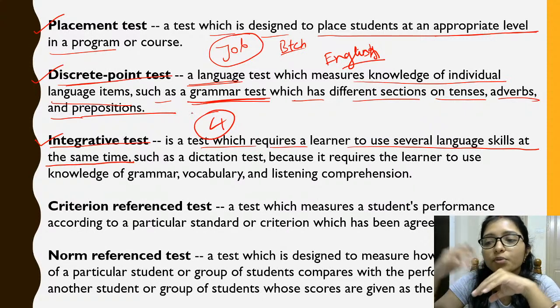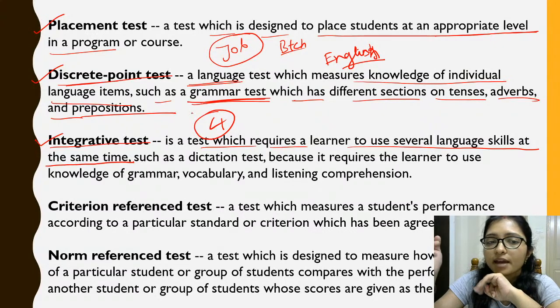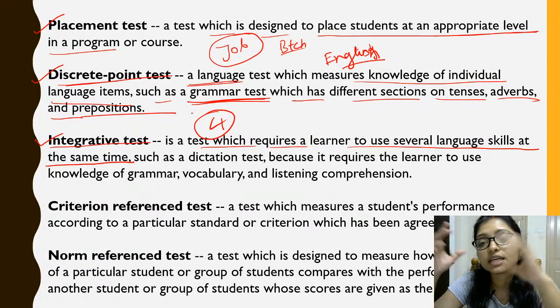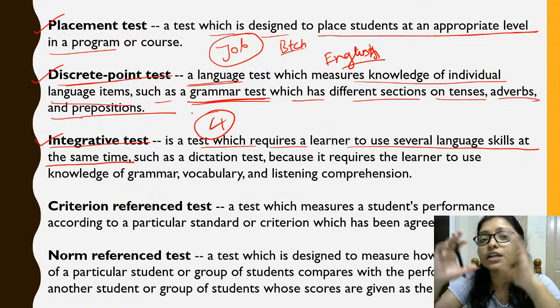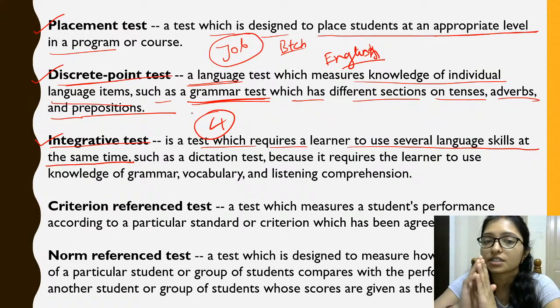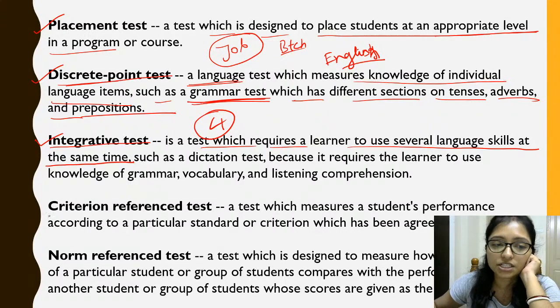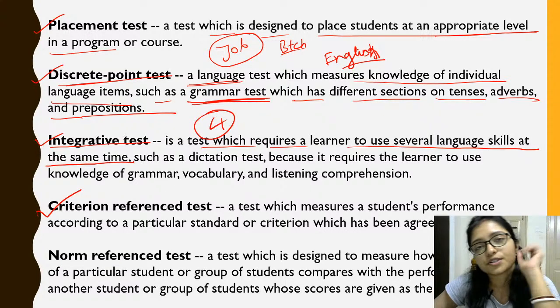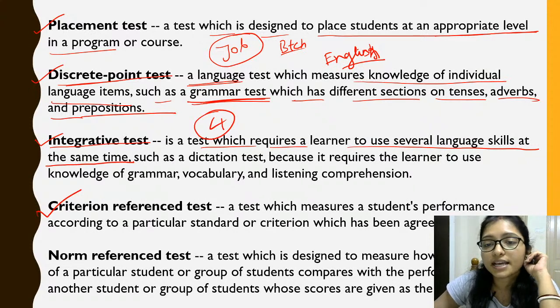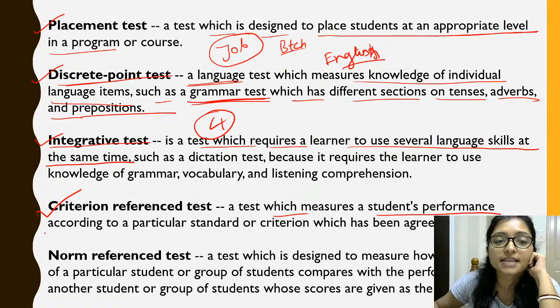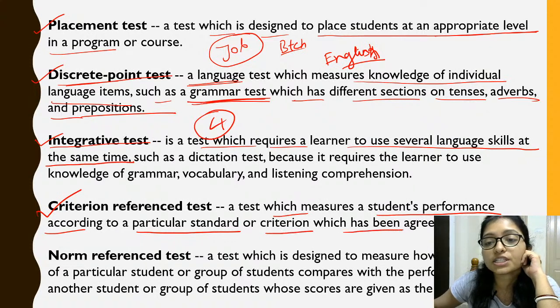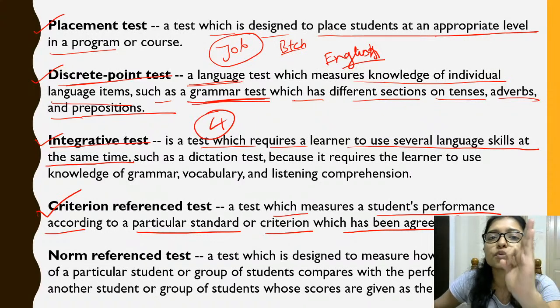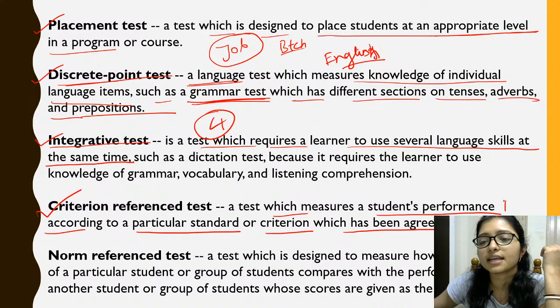Try to relate with computer science, as you are from a computer science background. So integrative test means integration of different courses, different subjects, right? That is the integrative test. And criterion reference. What is criterion reference test? Means the test which measures a student's performance according to a particular standard or criterion which has been agreed upon. Means some specific criteria should be there, maybe you can think like a board exam.